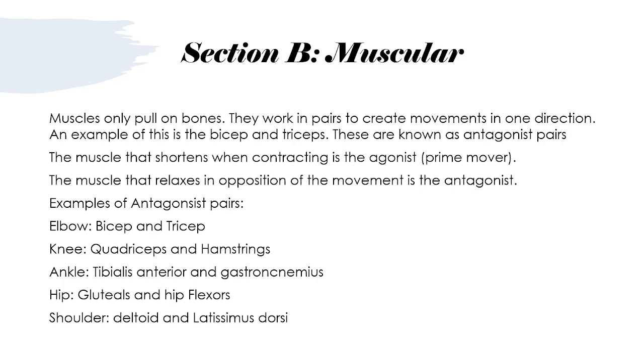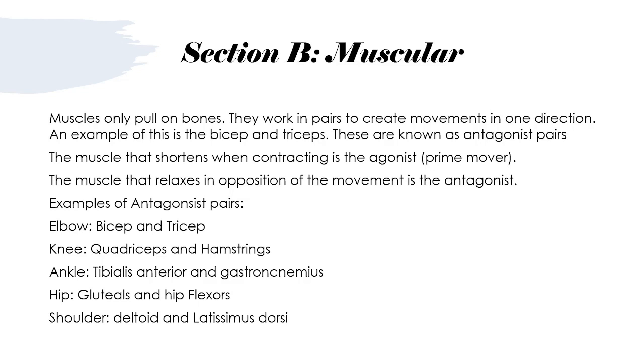Muscles can only pull on bones. They work in pairs. Examples of these are the biceps and the triceps, and they're antagonist pairs. So, when a muscle contracts, it shortens. That is the agonist, alright? But when a muscle relaxes, that's an antagonist, okay? So that's the difference. The muscle shortening is the agonist, the muscle relaxing is the antagonist.